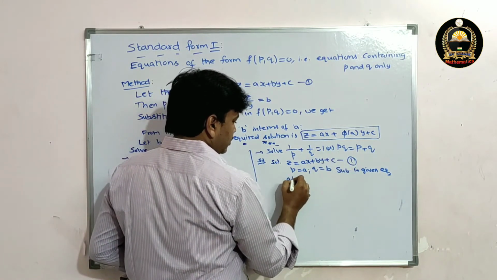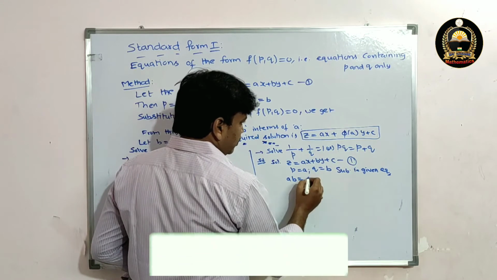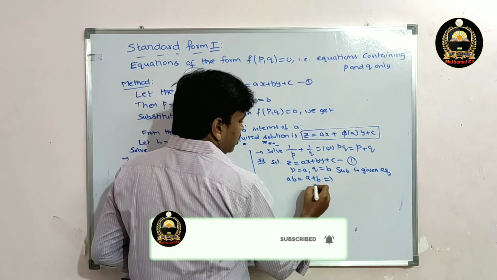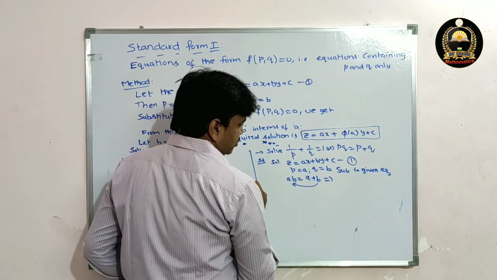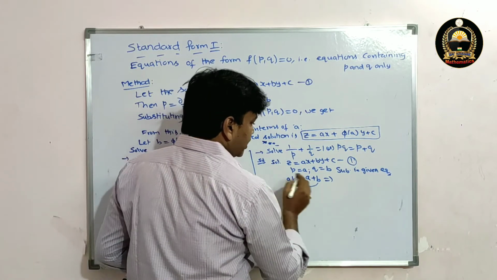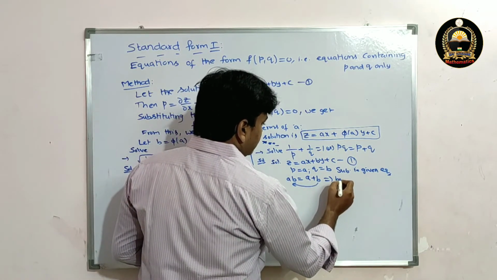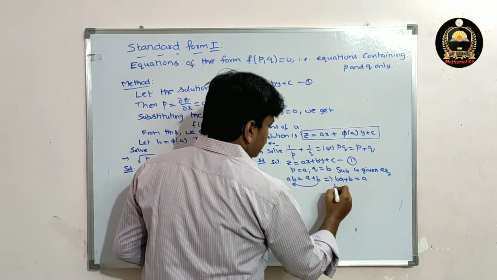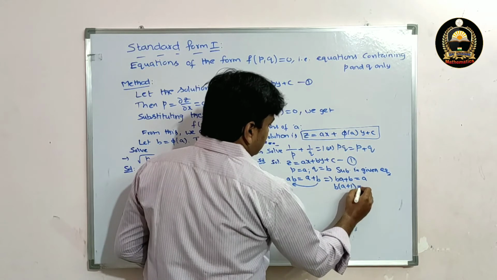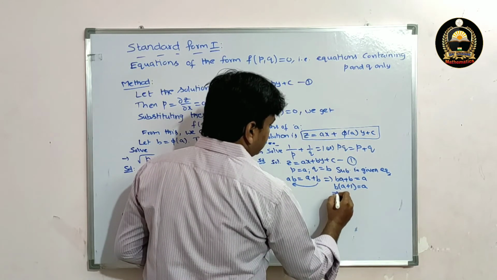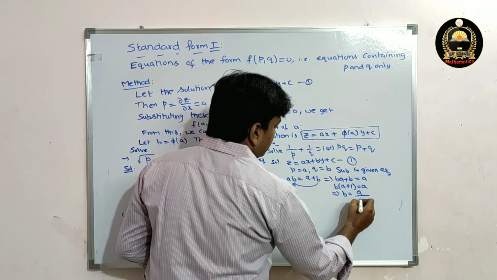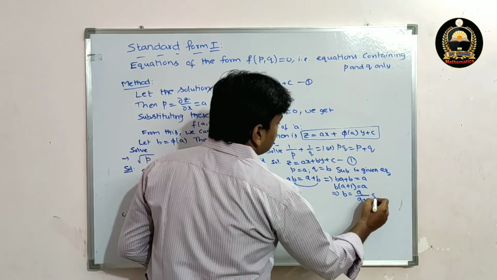So we get ab is equal to a plus b. Now transpose b to the left hand side, and taking b common, we get ab minus b is equal to a. Taking b common, we get b times a minus 1 is equal to a. I want to find only the b value, so b is equal to, cross multiplying, a by a minus 1.